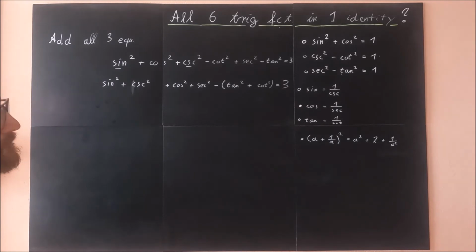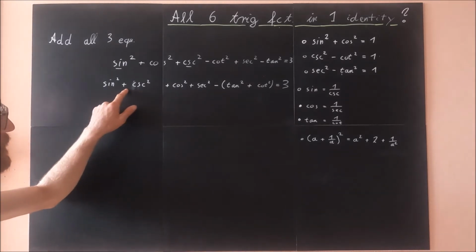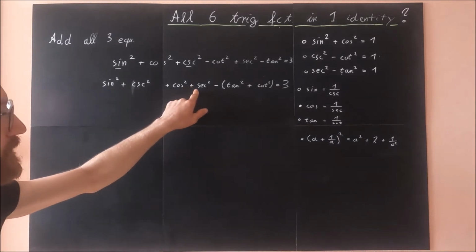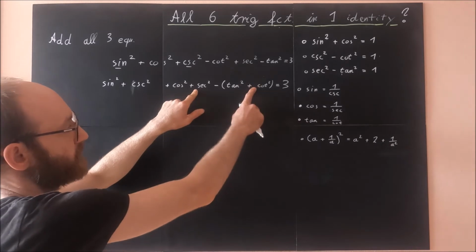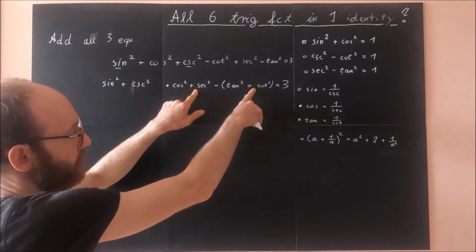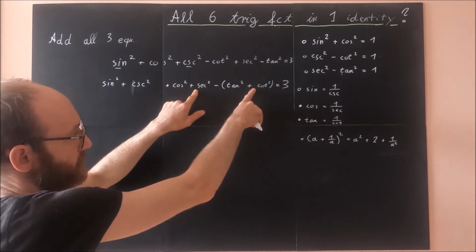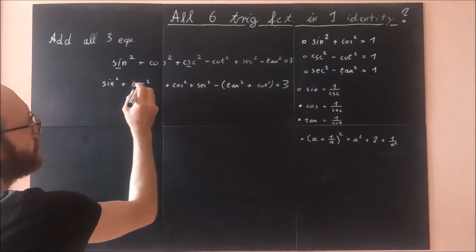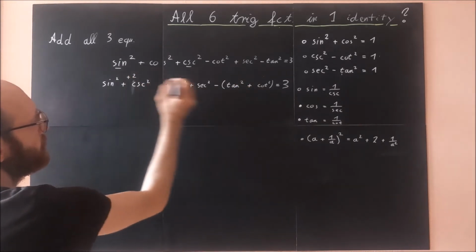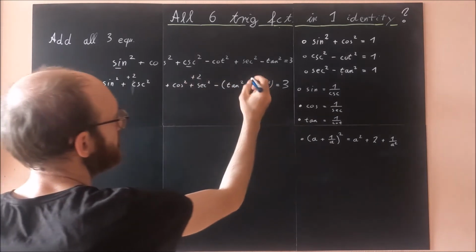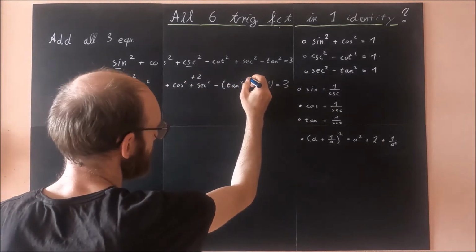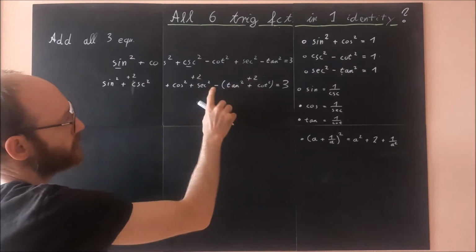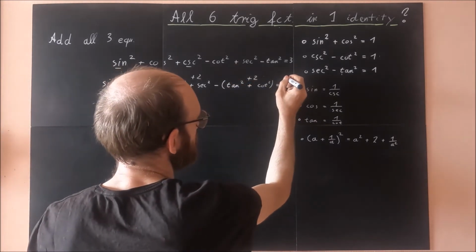Now we add on both sides, we add a 2 here, we add a 2 here, and we subtract a 2 here. So in total we subtract it, so we add a 2 also on the other side.